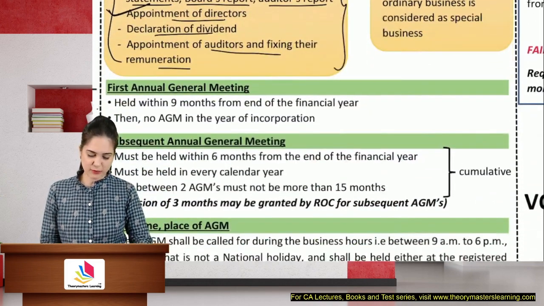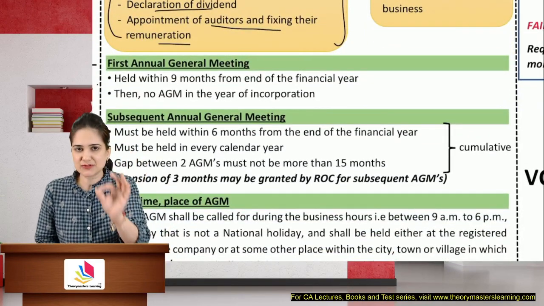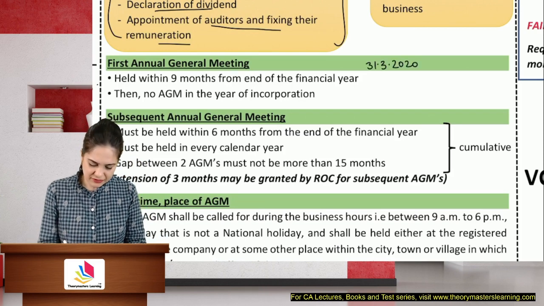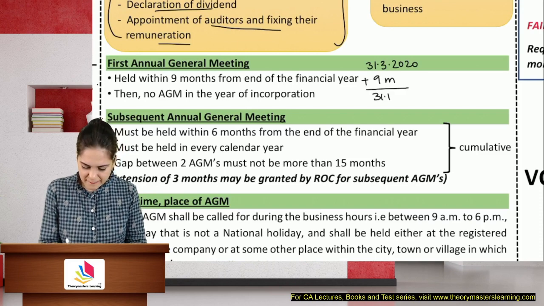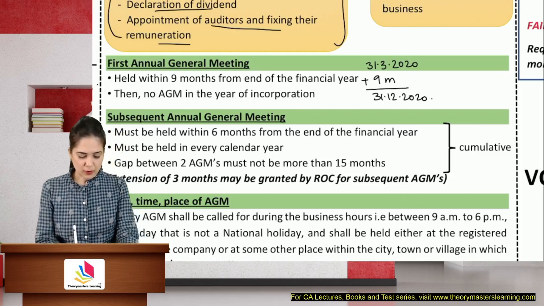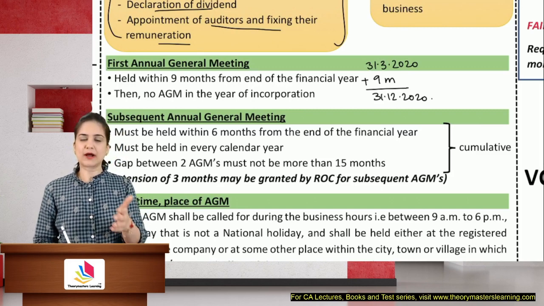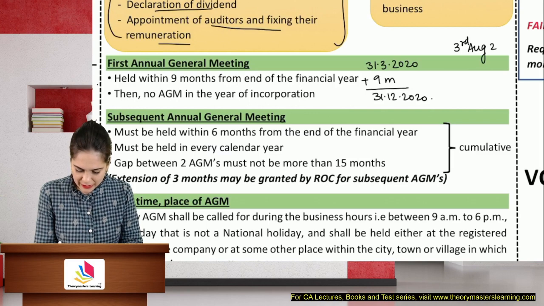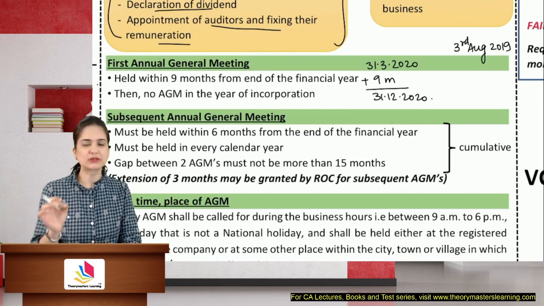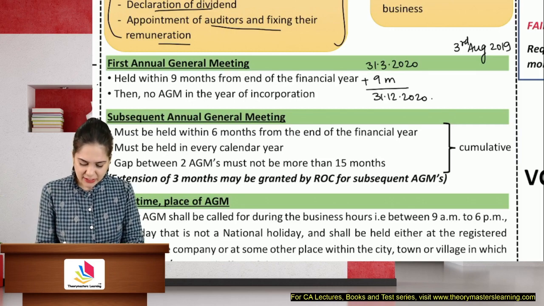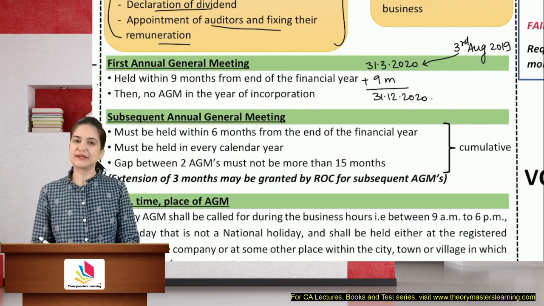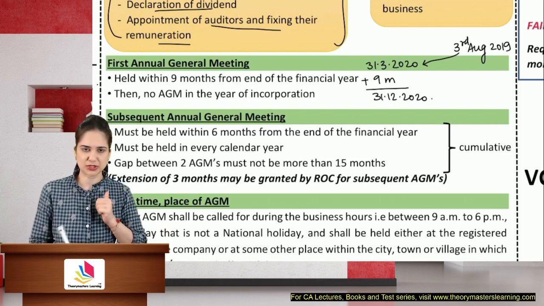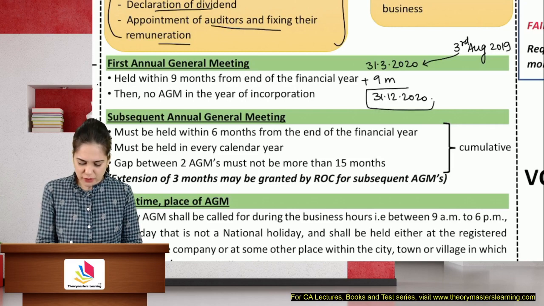When should we hold the first annual general meeting? The first annual general meeting should be held within 9 months from the end of the financial year. So if my financial year ends on 31st of March, let's say 2020, then I must hold it within 9 months. That is 31st of December 2020. Now, in case your company is incorporated, let's say on 3rd August 2019, when will the financial year end? Financial year ends on 31st of March 2020. Law says that you need to hold the first annual general meeting within 9 months from the end of the financial year. So I need to hold the meeting before 31st of December 2020.